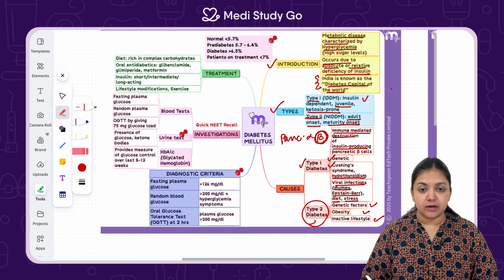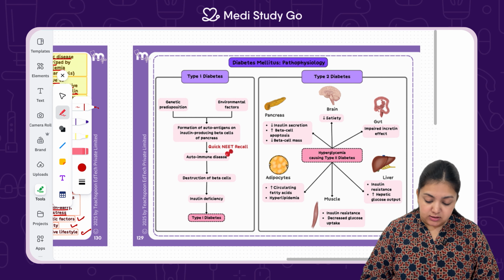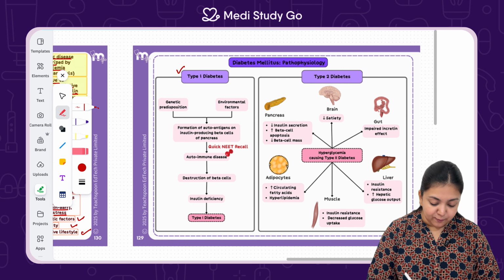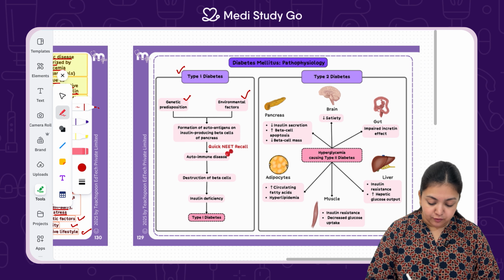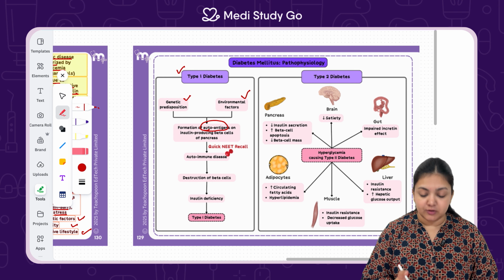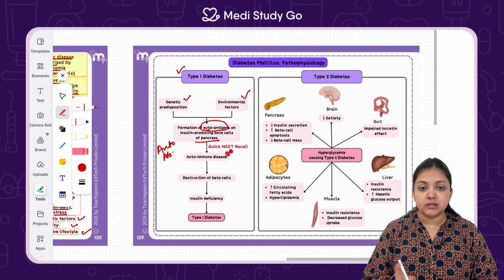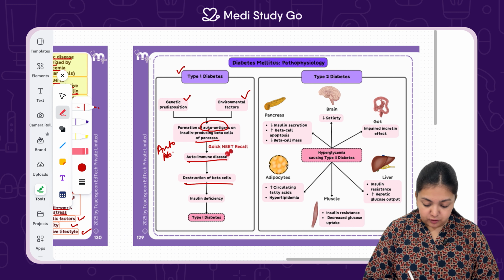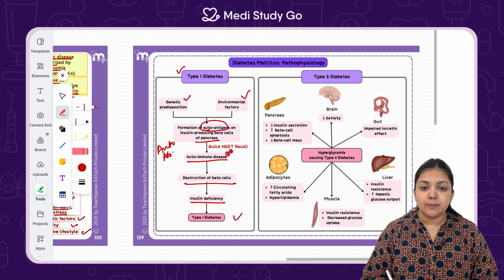But that alone is not enough to differentiate the two types. If we want to differentiate it in detail, this is how the pathophysiology of both of these is differentiated. For example, in type 1, there is genetic predisposition and environmental factors, both of which lead to the formation of autoantigens, which act on the insulin-producing beta cells of the pancreas. So autoantibodies are going to be present, which lead to immune-mediated destruction of the beta cells. This leads to an autoimmune disease, which causes destruction of beta cells, and insulin deficiency is there, which leads to type 1 diabetes. So this is a pretty much straight mechanism.